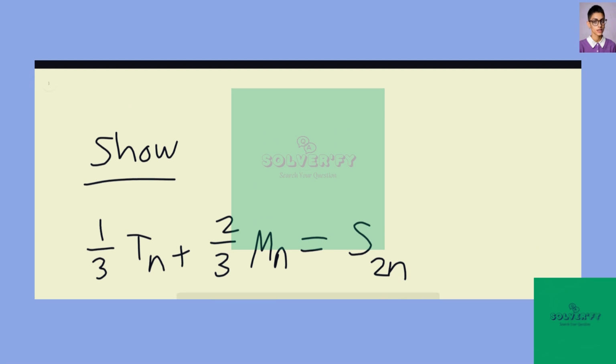Okay, so this is another question that wants us to show the relation between a couple different approximations. So this wants to show that a Simpson approximation can be formed from the weighted average of a trapezoid and a midpoint. So remember what each of these are.